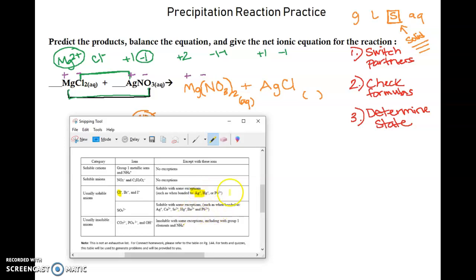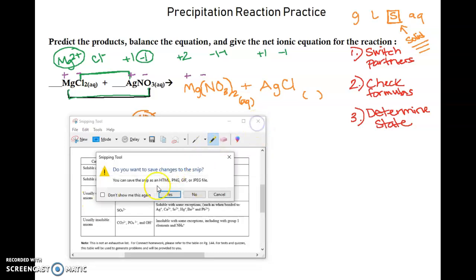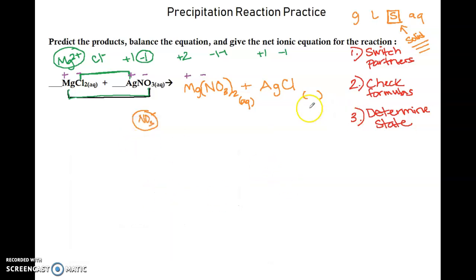This is one of the exceptions, which is the very thing I'm working with. So silver chloride, rather than being soluble like chlorine ions usually are, is insoluble. That means silver chloride is going to get the S. Again, that doesn't stand for soluble, it stands for solid. And if I was asked what's my precipitate, silver chloride is my answer.